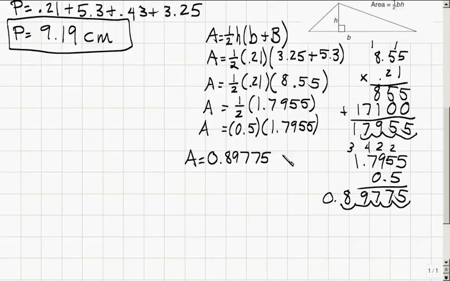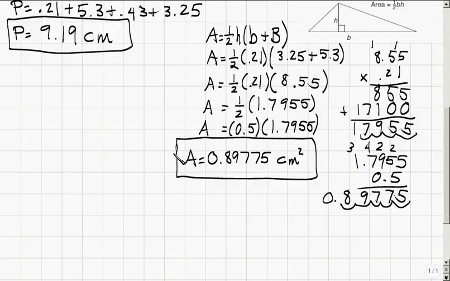That means our final answer, area, is 0.89775 square centimeters, since area is measured in square units. This says that the material inside of our trapezoid will have a total area of 0.89775 square centimeters, and the total length around the trapezoid, the perimeter, will be 9.19 centimeters. And that's our answer.